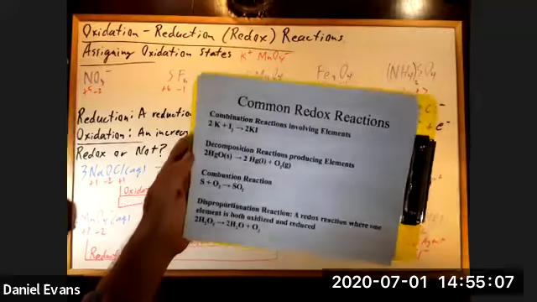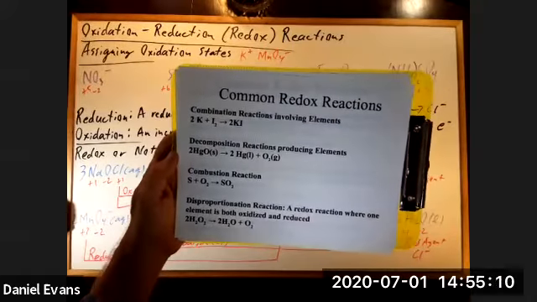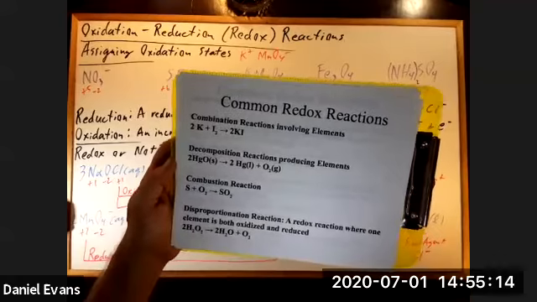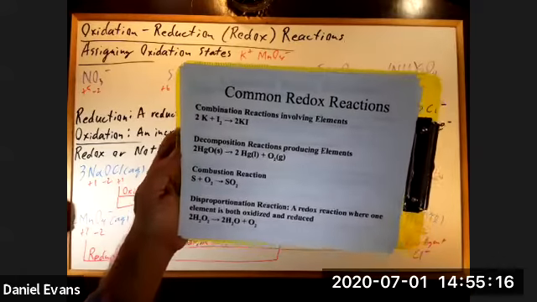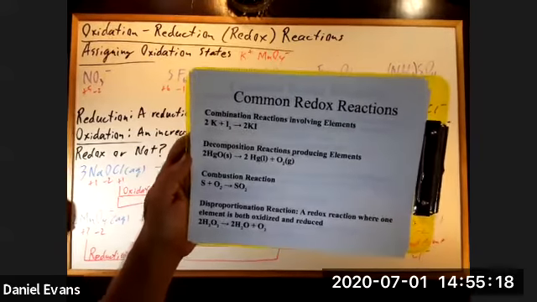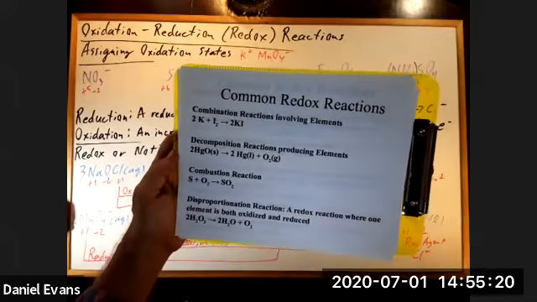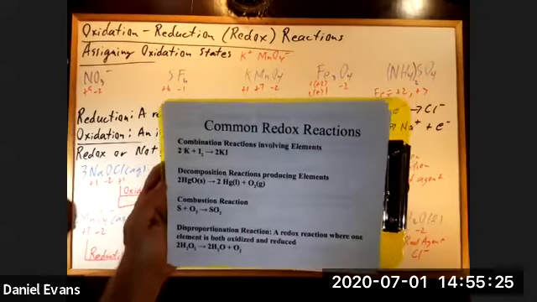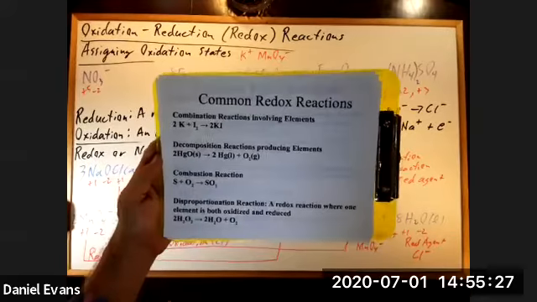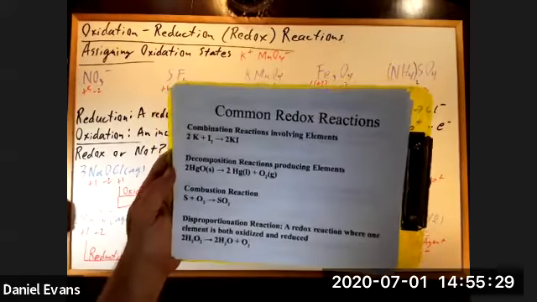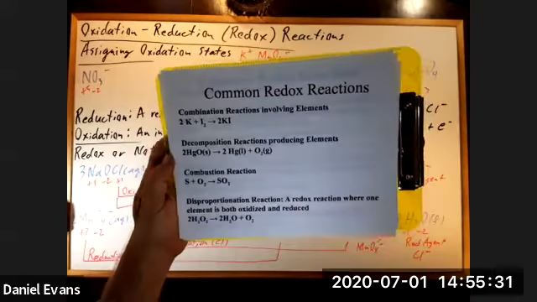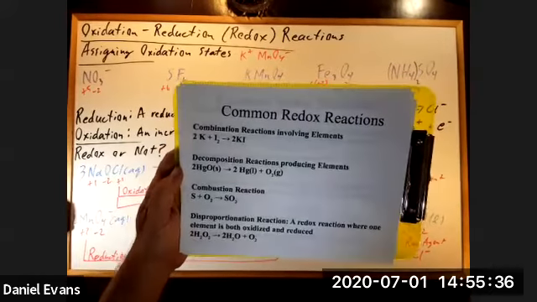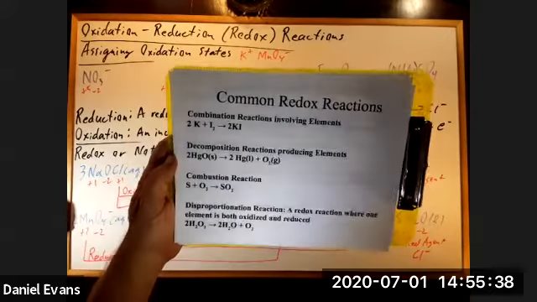So some common redox reactions. Basically anything that involves an element. In general, if we have an element in a reaction as a reactant or product, it'll be a redox reaction because the element is zero, and generally they will not be zero in compounds. I've only found one exception to that, which I will not use on a quiz or test. So combination reactions involving elements, decomposition reactions involving elements, combustion reactions.